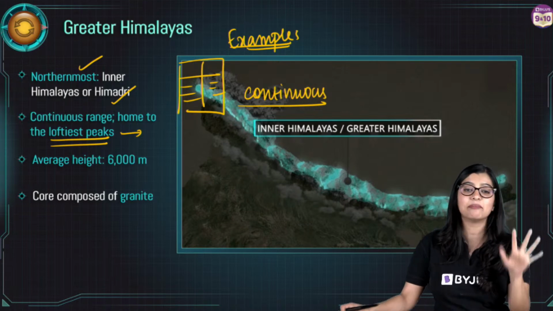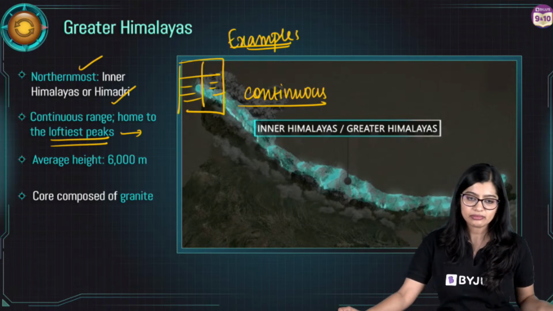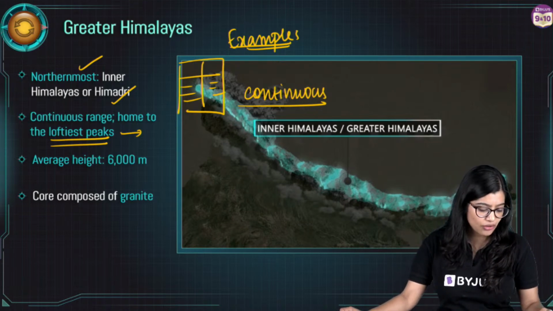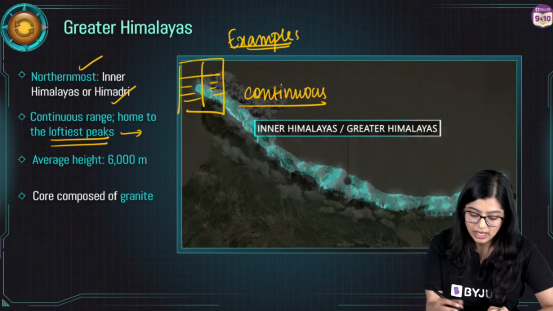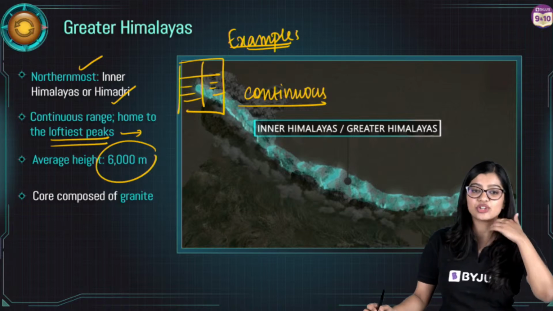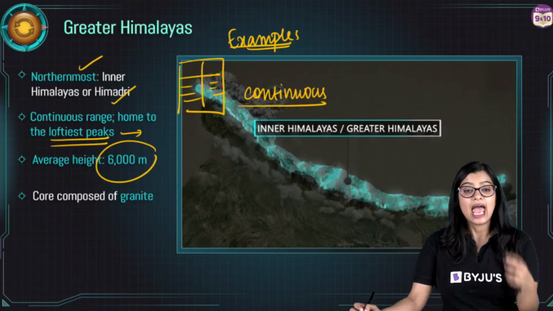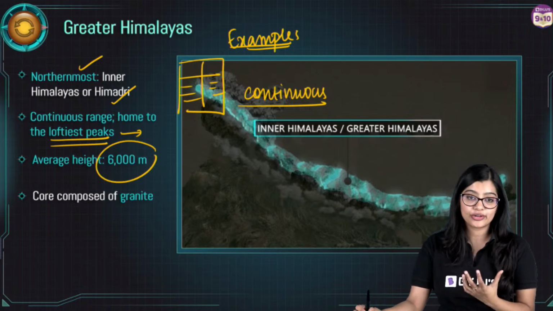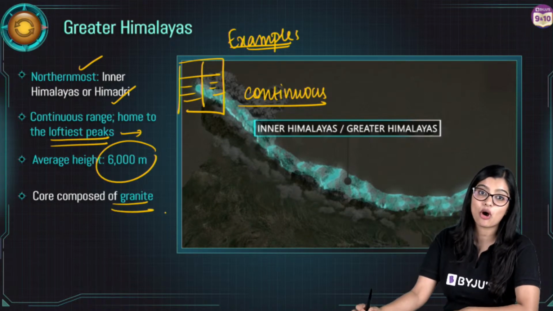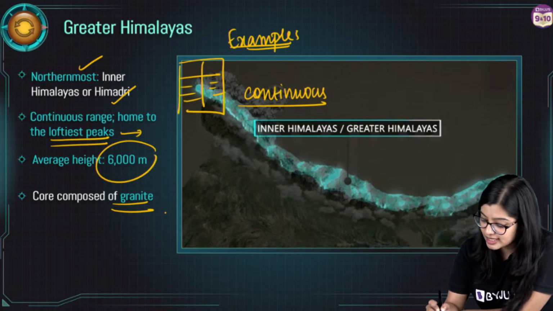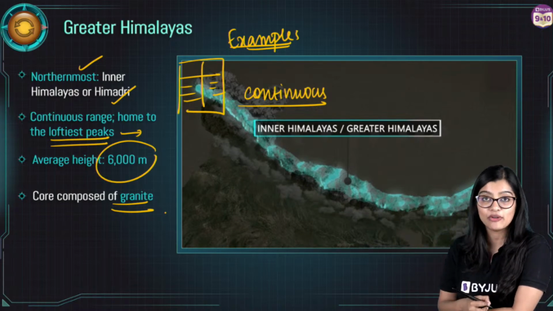They will ask you this as examples, right? Very good, all of you. So as you can see, they have an average of 6,000 meters, and if you look at the core of it, we see that they are made up of granite, right? So we see that these right here are mainly made up of granite.